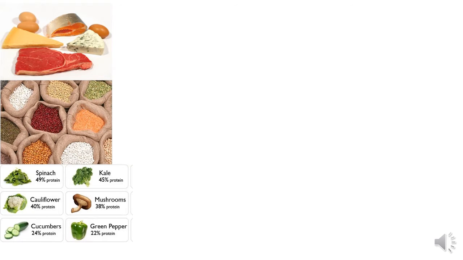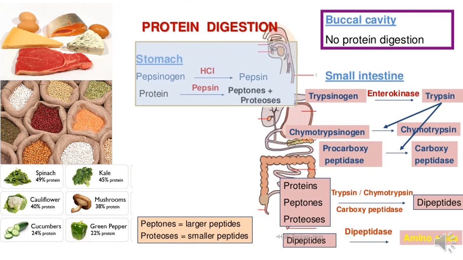Now we will talk about protein. These are the sources of protein: meat, fish, egg, milk. These come from animal sources, and from plant sources we can get different types of nuts, seeds, and also vegetables have a huge amount of protein. If we discuss protein digestion, we see that protein is not digested in the buccal cavity. It starts its digestion in the stomach, and after different processes, different types of enzymes and hormones also help to break down the protein molecule, and finally we get amino acids.